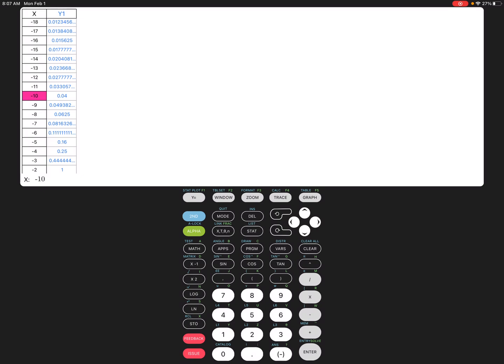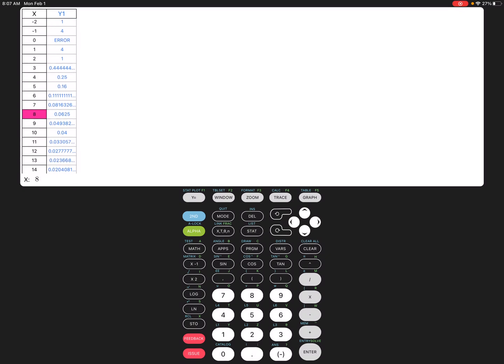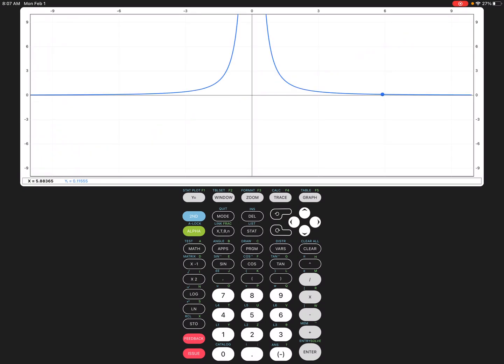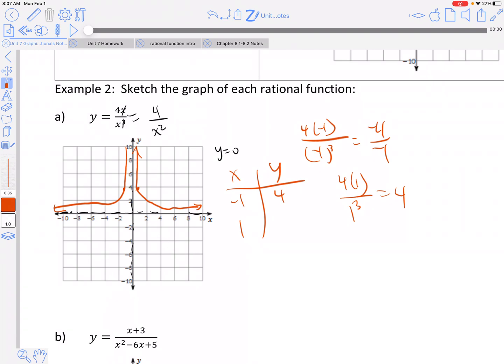Now if we look at the table, we'll be able to find, let's go down real quick, -10 is happening at 0.04. 10 is also at 0.04, and we can kind of see what else is going on. We can also, of course, hit graph and look at the graph, but you have lots of options, lots of resources to help you. Let me know if you need any.